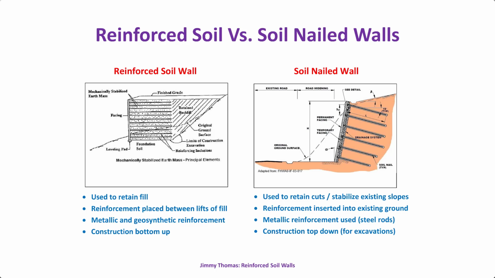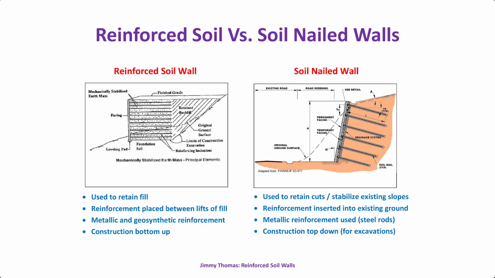Now coming to reinforced soil and soil nail wall. A reinforced soil wall is to retain fill, whereas soil nails retain cut or stabilize existing slopes. Normally in reinforced soil, reinforcement is placed between lifts of fill, whereas here reinforcement is inserted into the existing ground. That means we first make a small excavation, then insert this nail, again excavate, insert this nail, like that. Metallic and geosynthetic reinforcement can be used, whereas here it will be metallic only, normally a steel rod.